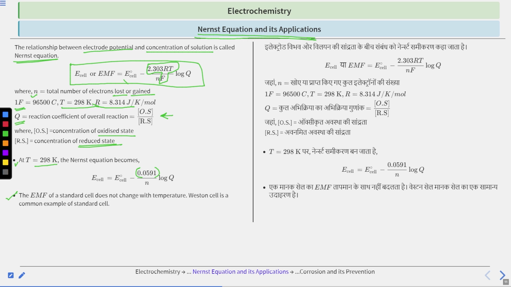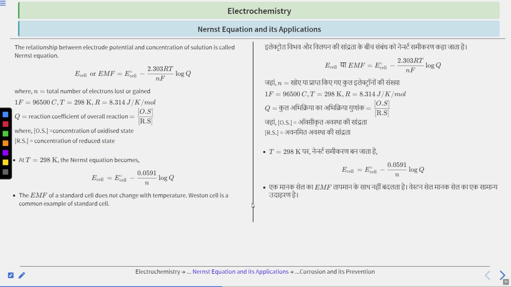Okay, so this is important: the EMF of a standard cell, meaning we are talking about the E naught of cell, does not change with the temperature. The Weston cell is a common example of a standard cell. There is an example given for the standard cell, that is the Weston cell.